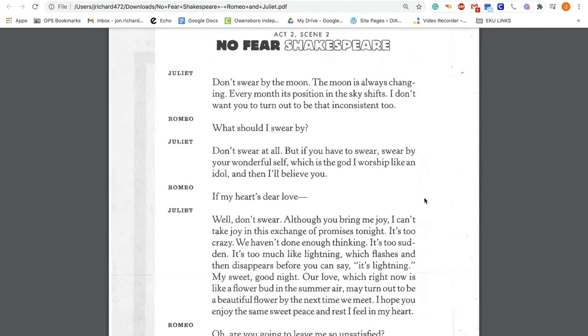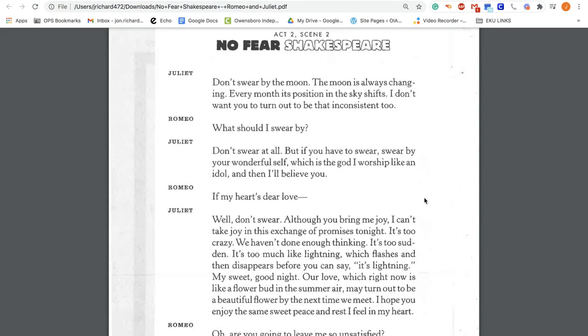Repeat what that note should be again. Sorry. So Romeo swears by the moon, and Juliet says, do not swear by the moon because it is always changing. Okay, and this hints at how love can be inconsistent.